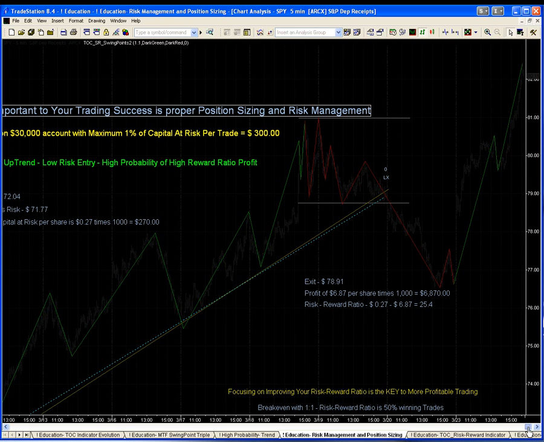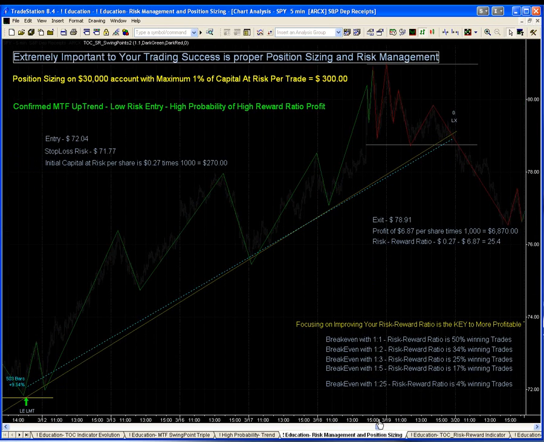Now, extremely important to your trading success is proper position sizing and risk management. Position sizing on a $30,000 account with a maximum 1% of your capital at risk per trade equals $300. Now, that has nothing to do with what it costs to buy the stock. That means, in other words, if it were to hit your stop loss and you were to lose $300 on that stop loss, that's what you're going on here. Capital at risk, not the capital to make the purchase.